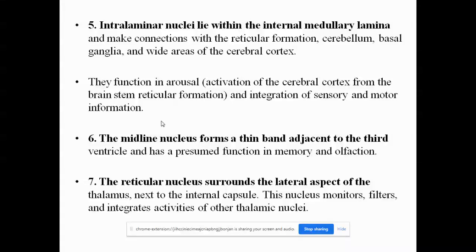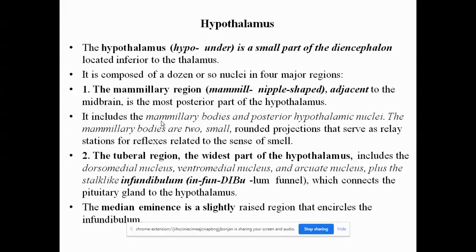The sixth one is the midline nucleus. It forms a thin band adjacent to the third ventricle, and the function is mainly memory and olfaction. So these are the main functions. The seventh one is the reticular nucleus, which surrounds the lateral aspect of the thalamus, next to the internal capsule. It monitors, filters, and integrates activities of other thalamic nuclei. Integration between the different parts of the thalamus. So these are the different types of nuclei.